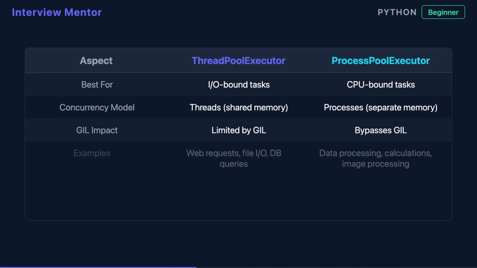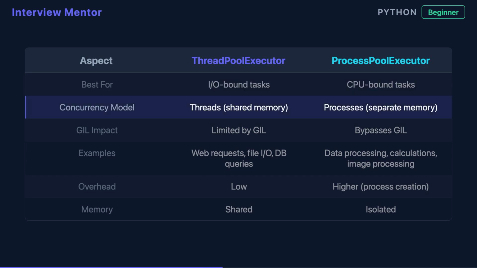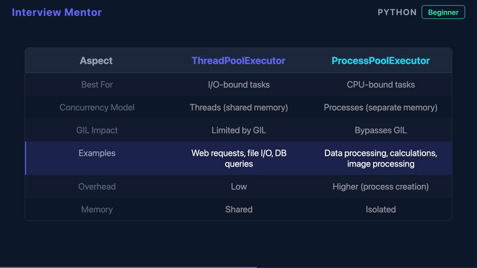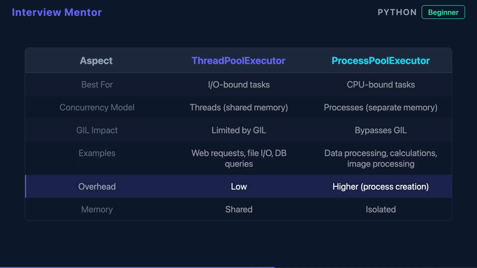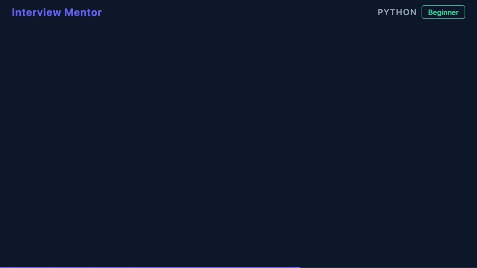This abstraction hides the complexity of thread or process management. ThreadPoolExecutor uses threads, making it perfect for I/O-bound tasks like web requests, file operations, or database queries. Since threads share memory, they're lightweight but limited by Python's global interpreter lock. ProcessPoolExecutor uses separate processes, ideal for CPU-bound tasks like data processing or mathematical computations. Processes bypass the GIL by running in separate memory spaces, giving you true parallelism on multiple cores.